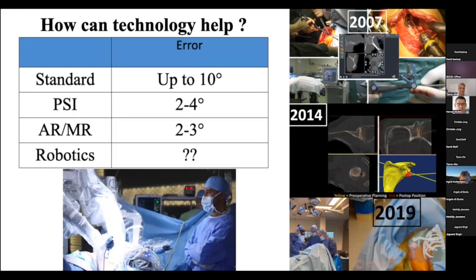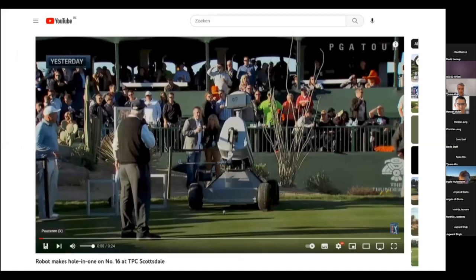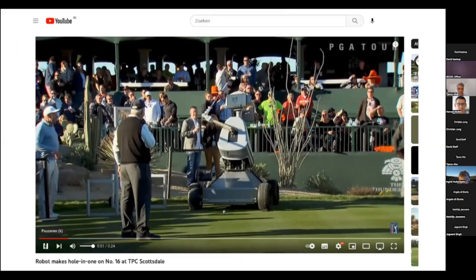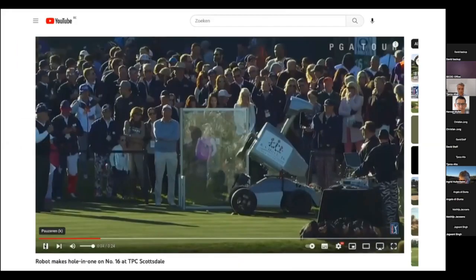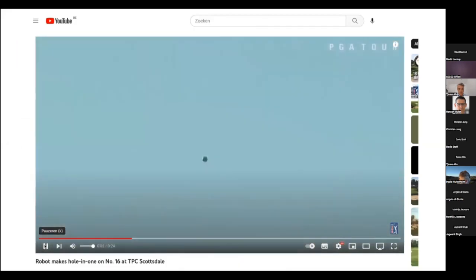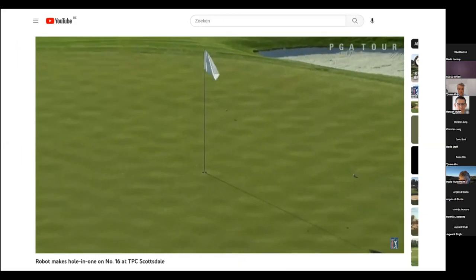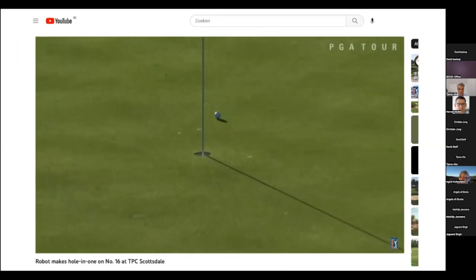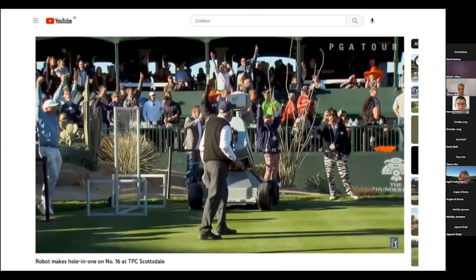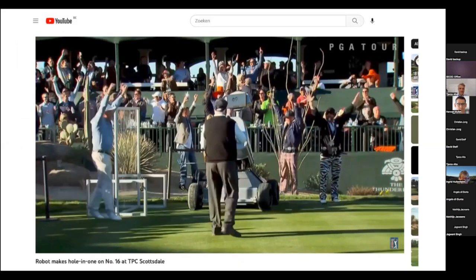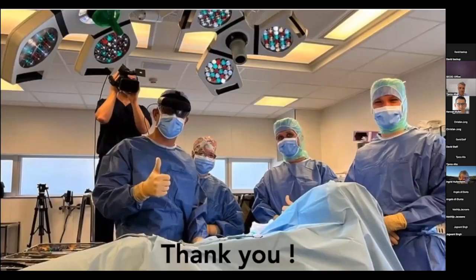And of course, robotics are just around the corner. We have seen in so many other fields that robotics are so much more performing than humans and are so much more accurate in the things that they do that we expect that sooner or later, probably very soon, robotics will be there to help the surgeon to make a better shoulder replacement.